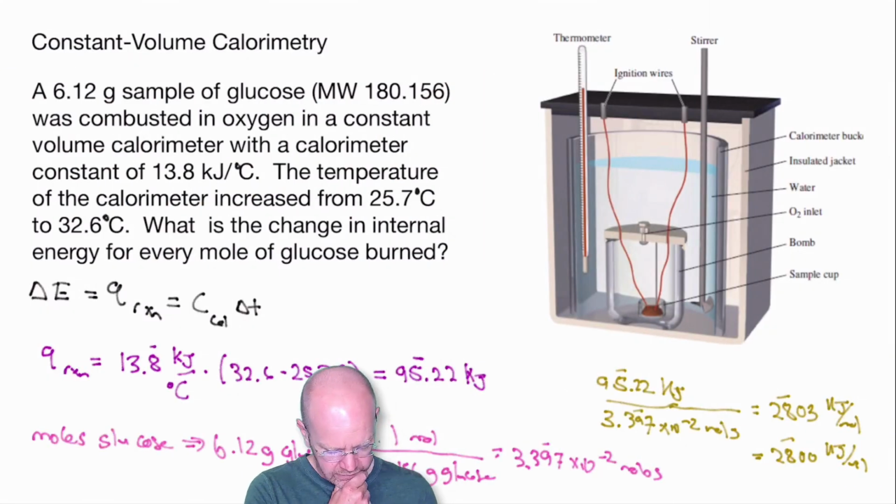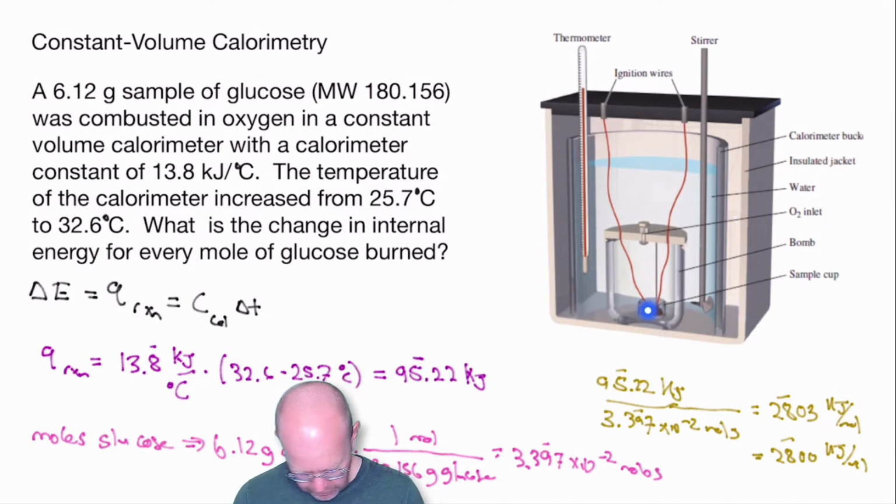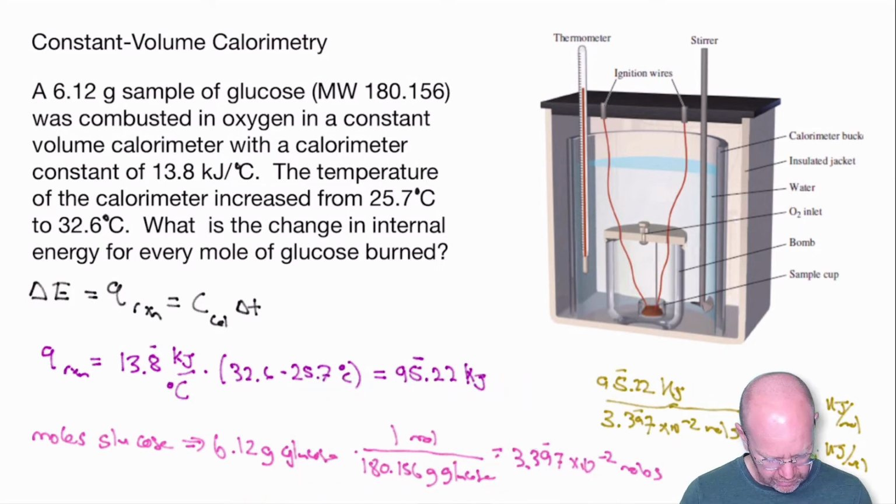So let's do an example just to see what something like this would look like, constant volume calorimetry. So you take 6.12 grams of glucose and you put them into your sample cup. And it was combusted in oxygen in a constant volume calorimeter. Here's our picture. And here's the calorimeter constant, this capital C, this heat capacity for the whole system, 13.8 kilojoules per degree Celsius. Okay, that's this number right here. That's how much energy it takes to raise the temperature of the whole bomb by 1 degree Celsius. It's 13.8 kilojoules. The temperature of the calorimeter increased from 25.7 degrees to 32.6 degrees. What's the change in internal energy for every mole of glucose that's burned? Okay, so we need to use this equation.